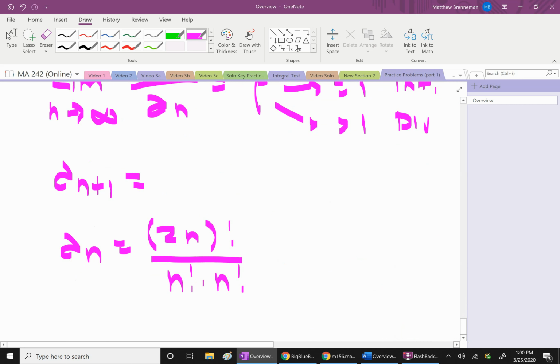What about a_(n+1)? Well, I think it was Derek who said to replace n by n plus 1. So that's what I'm going to do. This is going to be 2 times, and now in place of n, I'm going to put n plus 1, right? Everybody with me here?